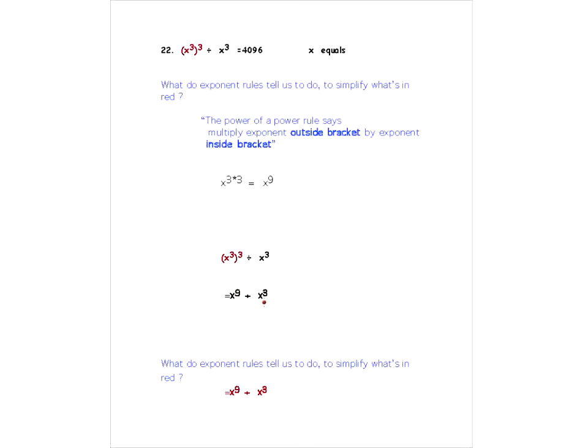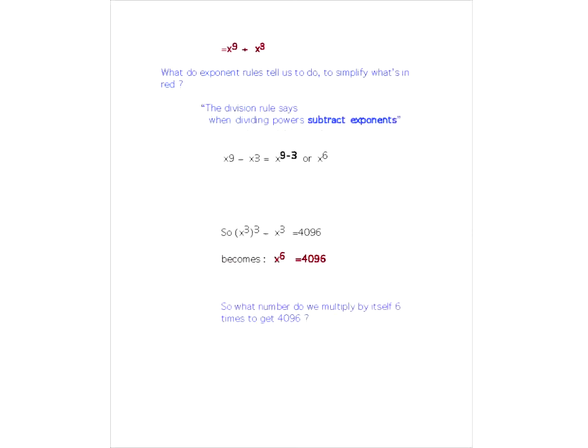So now we need to do another exponent rule to find out what that is. Remember, when we're dividing powers, we're going to subtract the exponents. That's how we find them. So it's going to be 9 minus 3. That's going to be 6. So now it's going to be x to the 6. And so that's how we end up with x to the 6 equals 4,096.